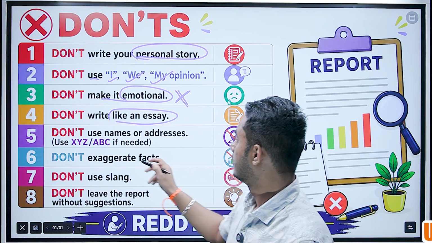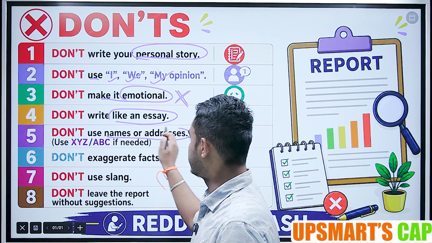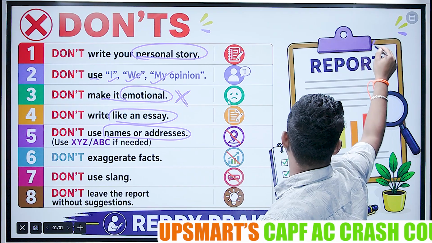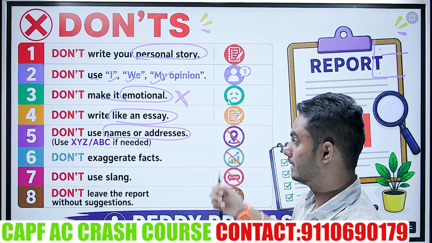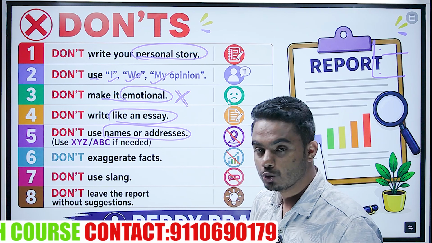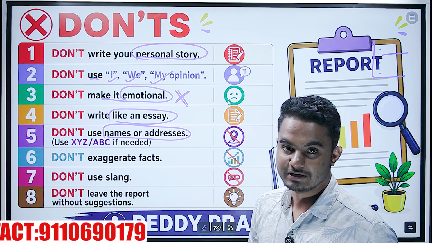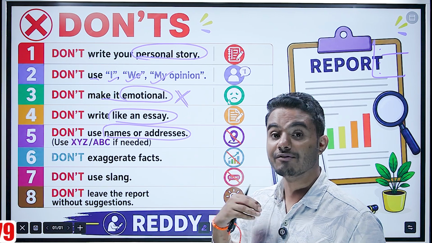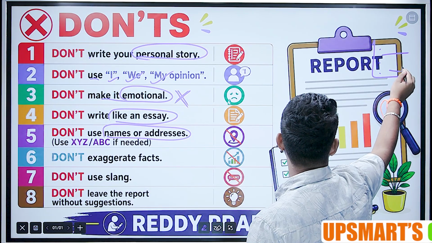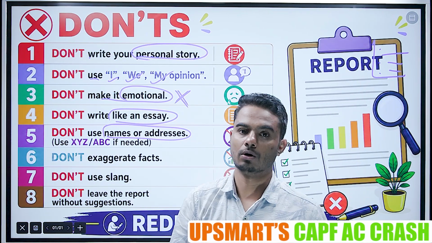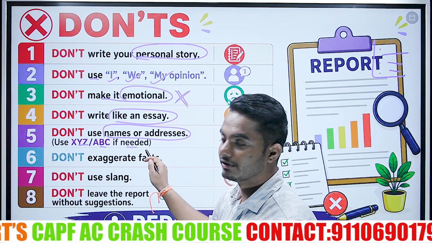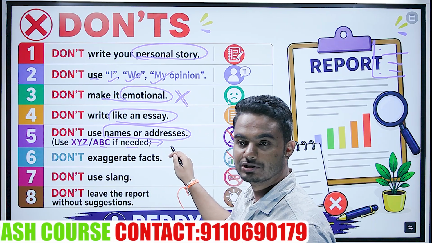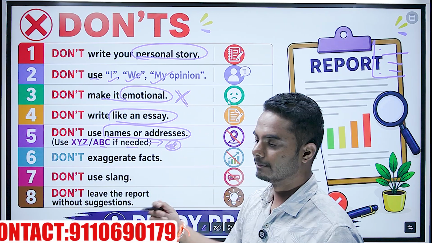Fine. Don't use names or addresses. I told you, if you are mentioning a name and address, keep a dummy name and address. They would usually be mentioned in the question itself. Use XYZ for the address if it is needed. Use ABC for the name if it is needed. You can use those dummy names, or not use them at all. It is not at all necessary.